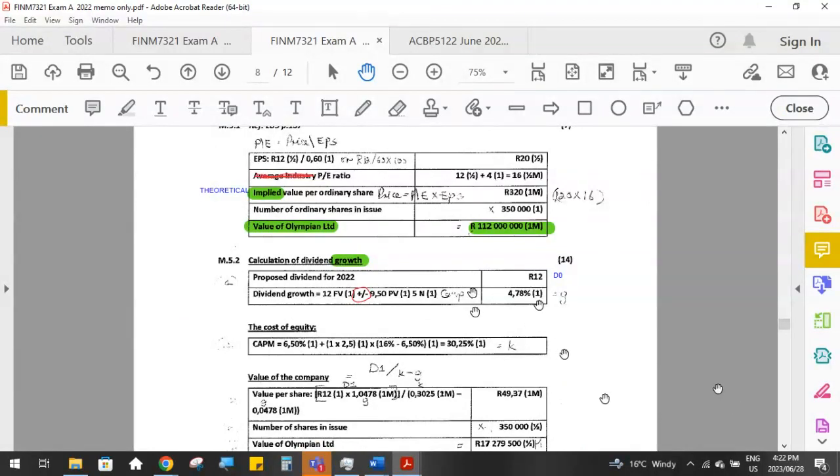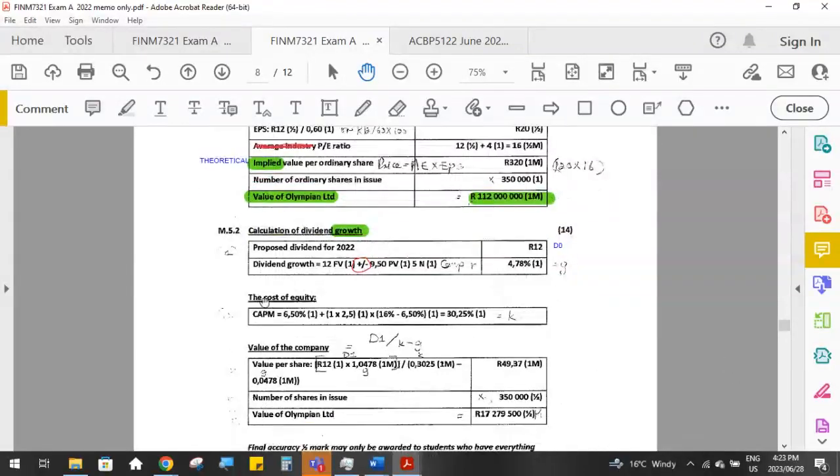Now we've calculated comp R, but remember G stands for growth percentage, and R is a percentage. It's the percentage value that we're going to grow by. And then we're going to calculate cost of equity. We do the CAPM calculation. There they've given us all the information we need.